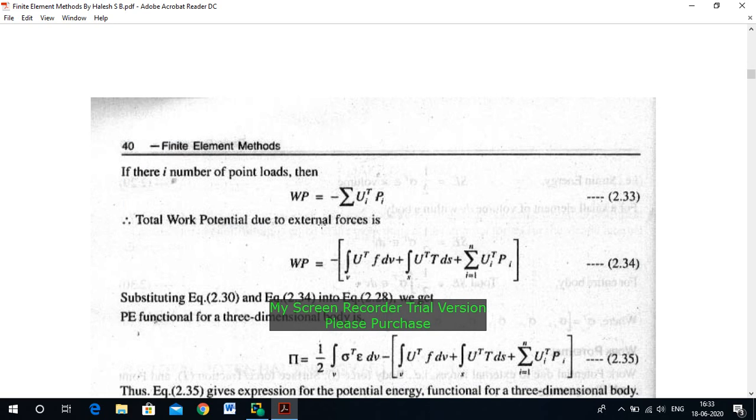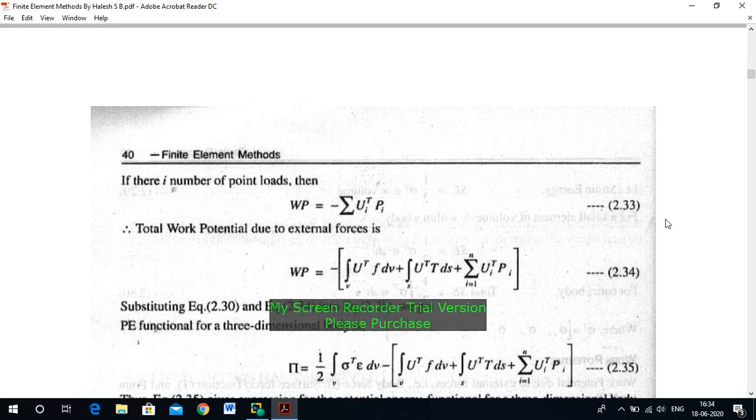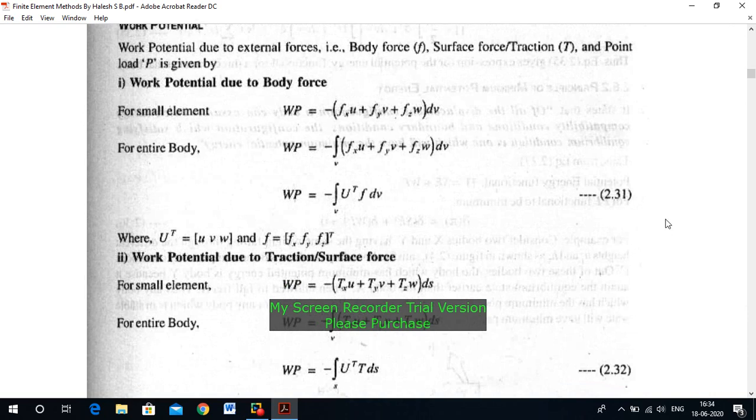We will obtain the total work potential due to external forces. The work potential is equal to the work potential due to body force plus the work potential due to traction force plus the work potential due to point load, given by minus integration over V. The work potential due to body force is given by U transpose F into dV, what we already arrived at previously. Work potential is equal to minus integration over V of U transpose F into dV.